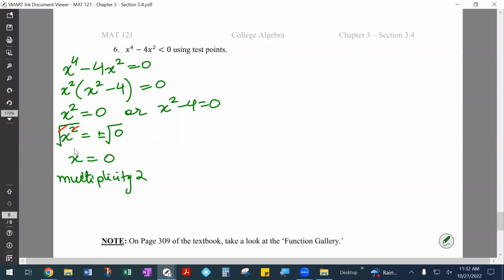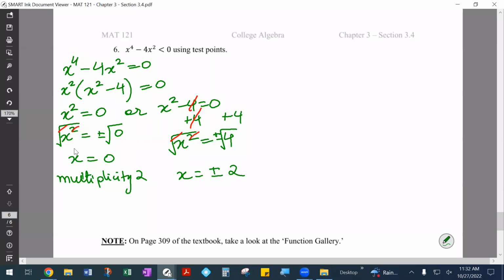All right, so multiplicity 2 for x equals 0. Now, what will happen on the right-hand side over here with the x squared minus 4? Would you get plus or minus? Yes, that's exactly what happens. So start by moving that 4 to the other side. Of course, this cancels out. And then when you take that square root, this is where you're going to get one positive and one negative root from here. So x equals positive or negative 2.